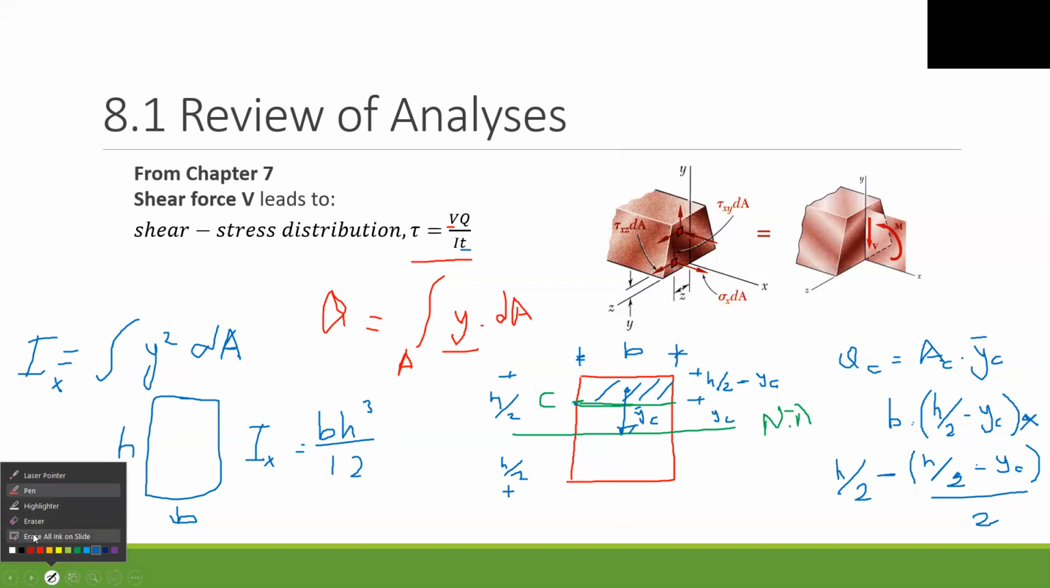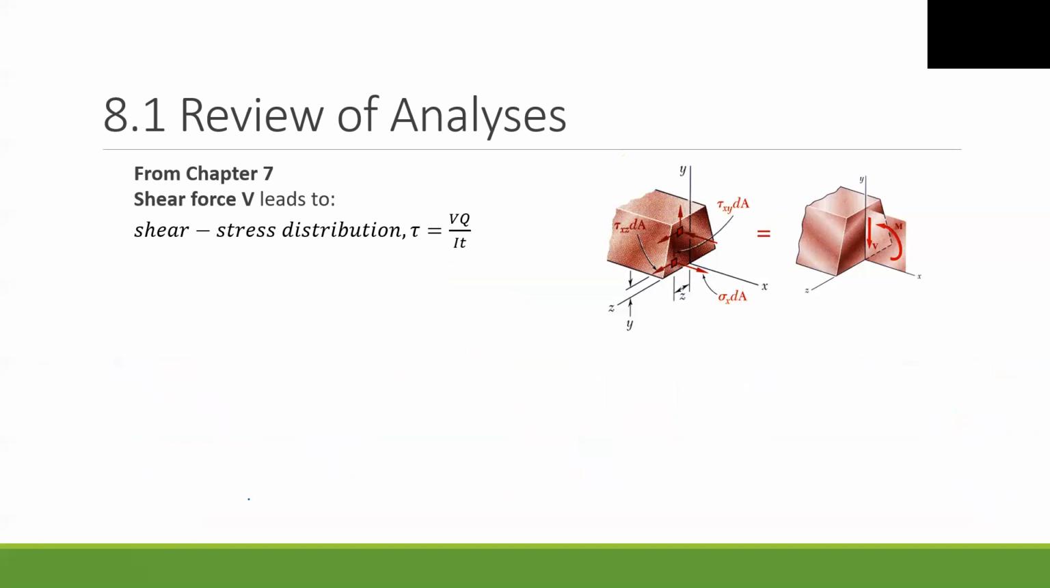I want to erase all this, and I can pass to the next slide. If we have a bending moment, our formulation changes. For bending moment, normal stresses occur. How can we compute the normal stress? By using this formulation: sigma is equal to M divided by I multiplied by y.